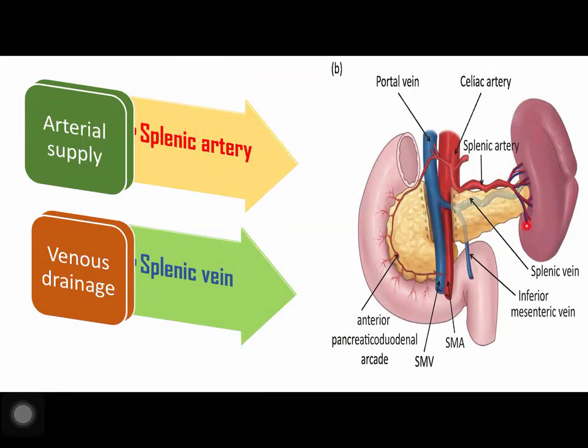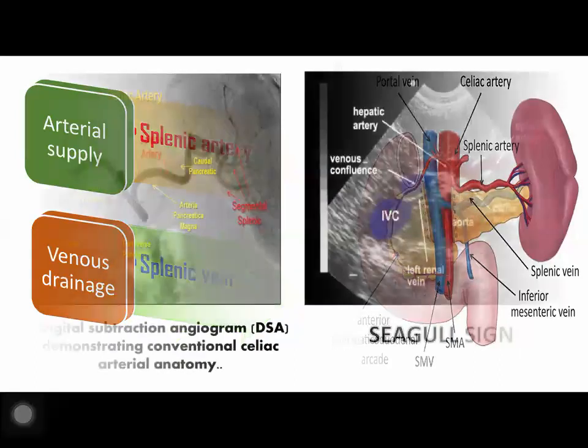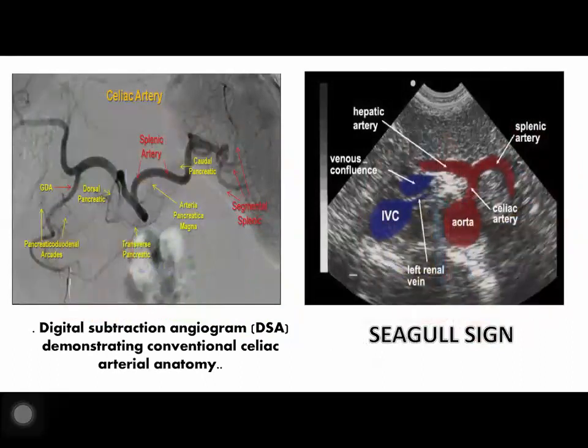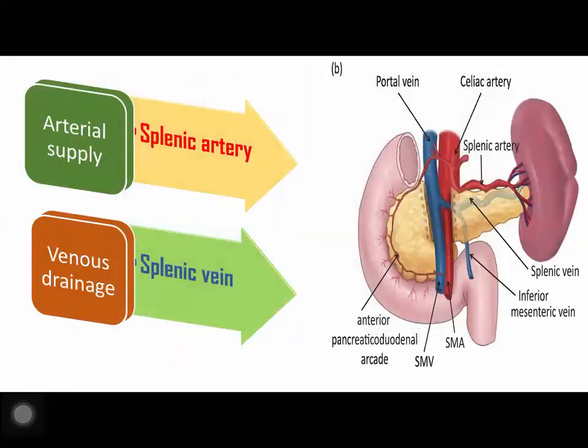In the venous drainage, the splenic vein. Small venules in the spleen form the splenic vein that runs from the splenic hilum alongside the splenic artery to the neck of the pancreas. It unites with the superior mesenteric vein to form the portal vein.